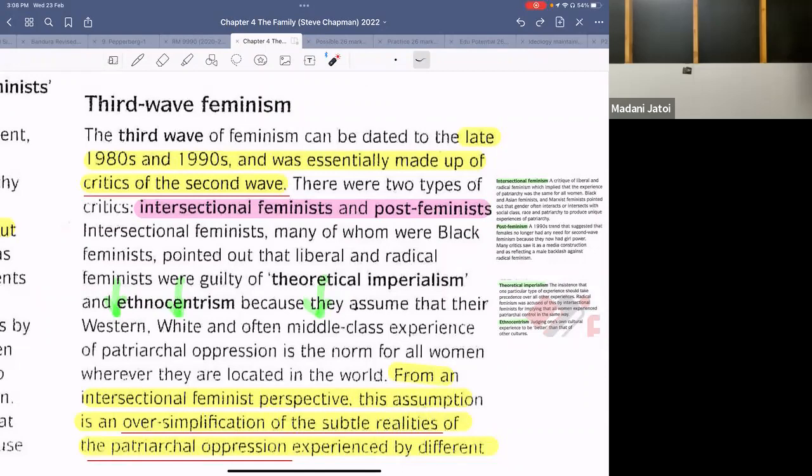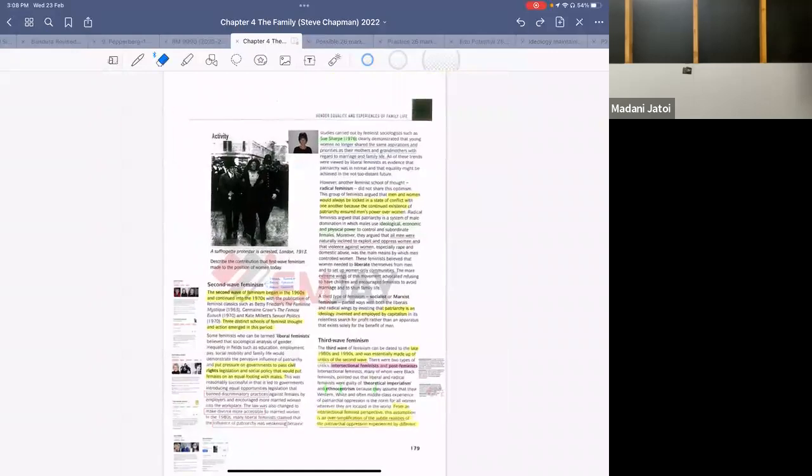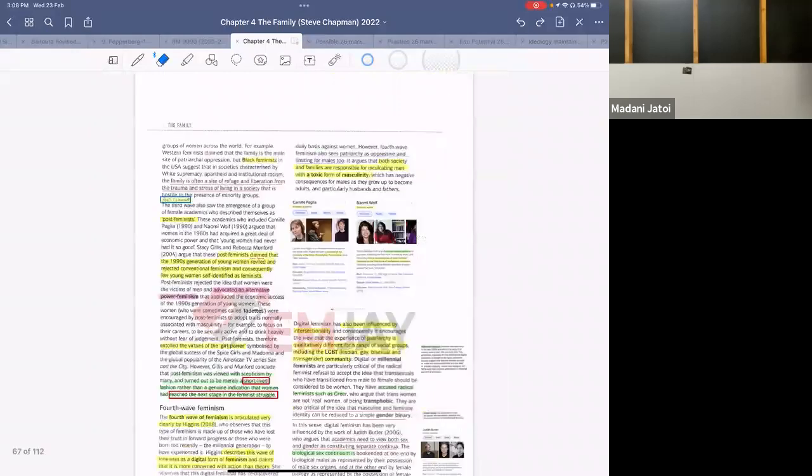So, because they assume that the Western, white, and often middle-class experience of patriarchal oppression is the norm for all women, wherever they're located in the world. From an intersectional feminist perspective, this assumption is an oversimplification of the subtle realities of the patriarchal oppression experienced by different groups of women across the world. According to intersectional feminists, you're oversimplifying the experiences of patriarchy.